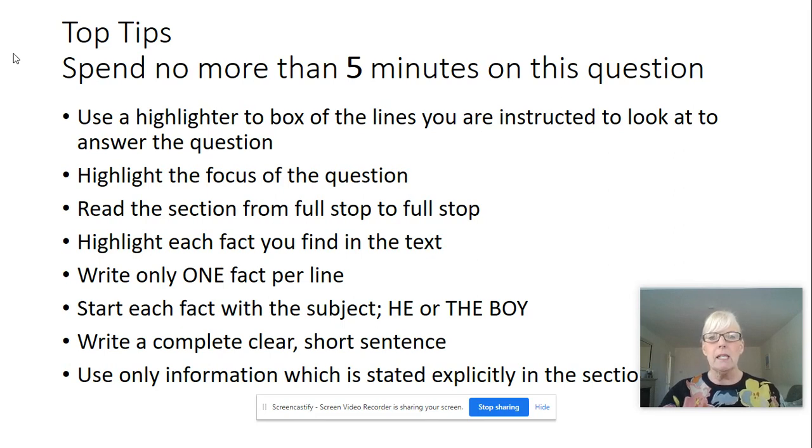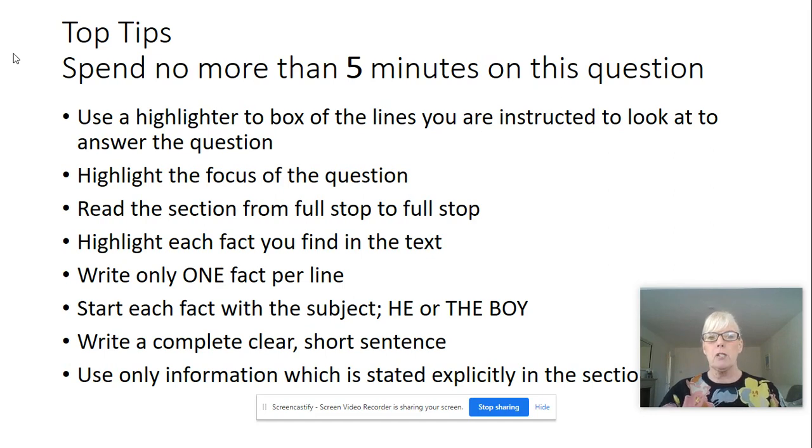With your highlighter, highlight each fact that you find in the text. So at this point, you haven't written anything down. You are just highlighting the facts that you can see in the text. When you're actually ready to write your answers, you are only going to write 1 fact per line. If you put 2 facts in, you're only going to score 1 mark. And then it might be that you run out of facts and you don't get to the 4th line, and therefore you miss out the opportunity of scoring full marks.